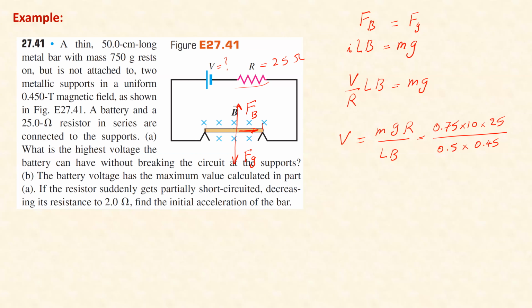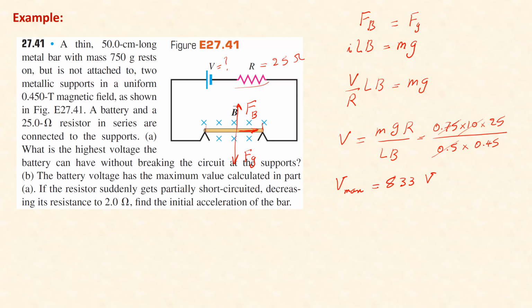All right, so you can find that this and that becomes 1.5, this becomes 15. 15 times 15 and 0.45 becomes 1/3. That's not a round number. So 15 times 25 divided by 0.45 becomes 833. So V max will be 833 volts.